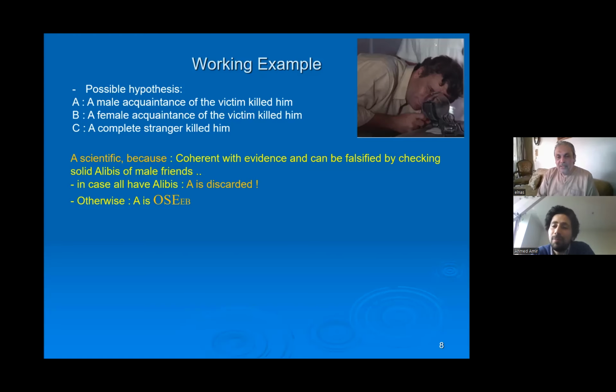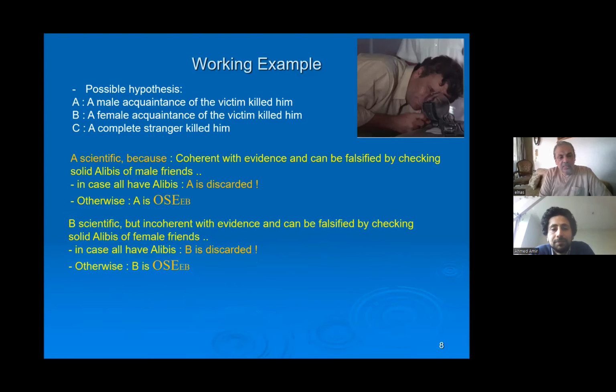But he believes that someone among these people, in case someone does not have a solid alibi. If all of them have solid alibis, he discards the hypothesis altogether. Now, B is also scientific. This is a female, but it is incoherent with evidence and can be falsified also. So he will get all the female acquaintances and ask them. In case all have alibis, B is also discarded. But otherwise, B is also, like in the first case, objective scientific evidence leading to empirical belief. So in both cases he usually has many hypotheses.